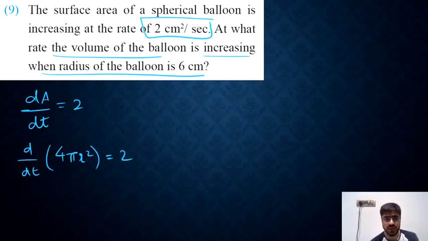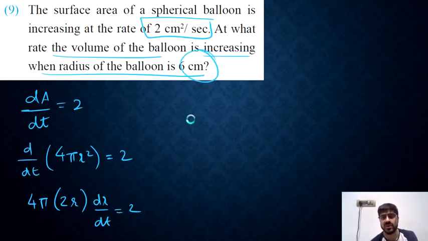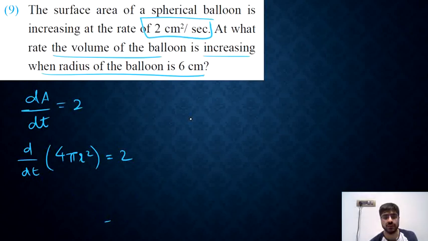The derivative of this, right? So 4 pi is a constant, it comes out of the derivative, and the derivative of r square will be 2r into dr by dt. This will be equal to 2. They have said that we need something when the radius is 6. So let's put r as 6 here. So we have dr by dt, this 2 gets cancelled with the 2 here. 6 into 4 pi is 24 pi, and dr by dt will be 1 upon 24 pi. We will be using this condition to answer the question that they are asking us.